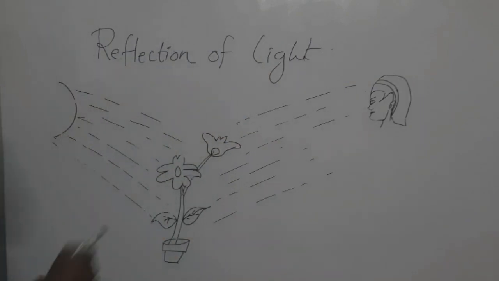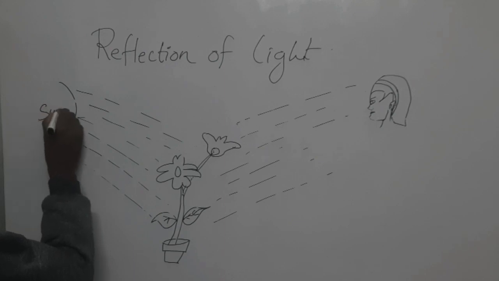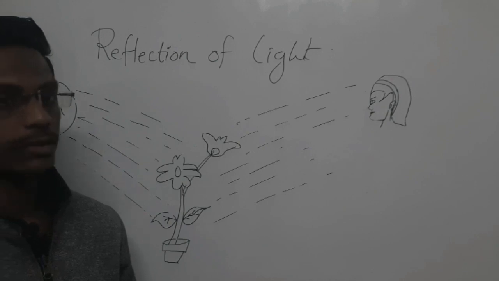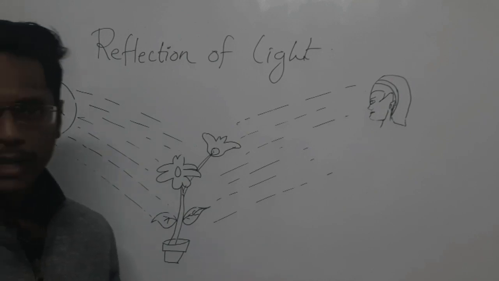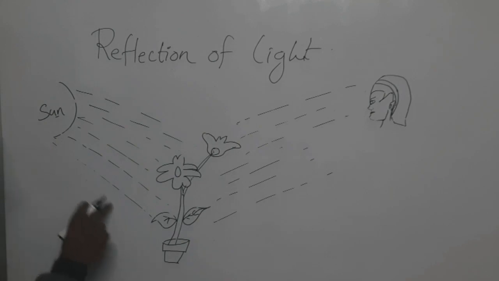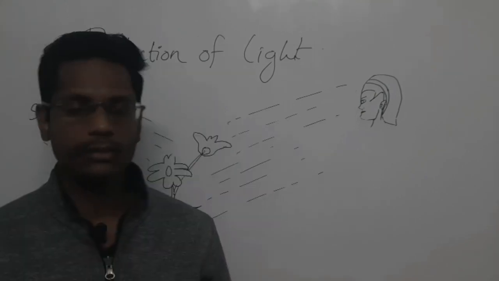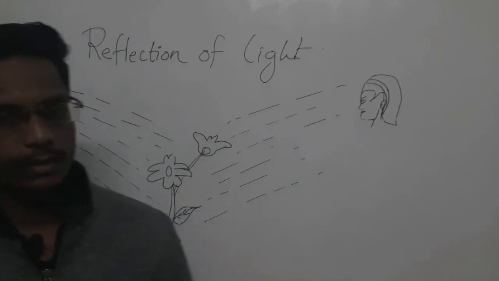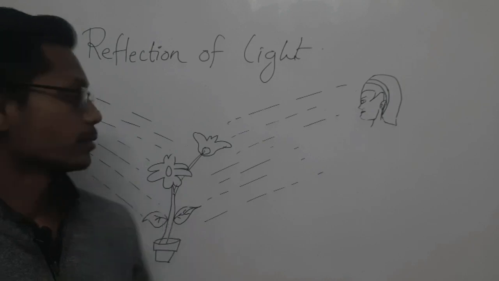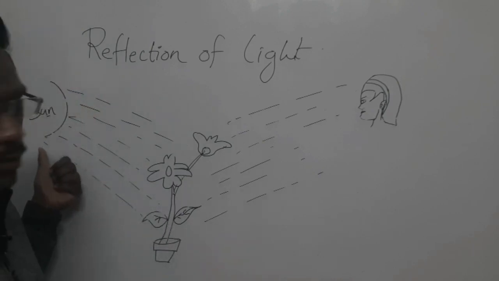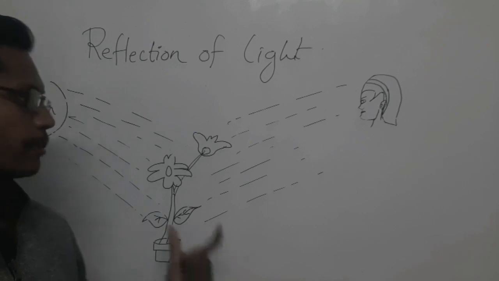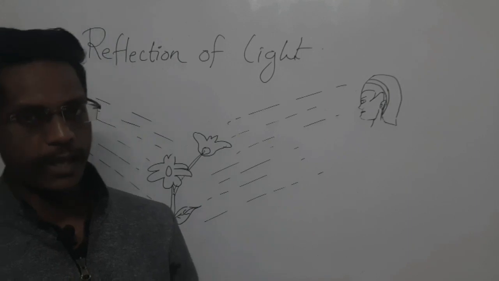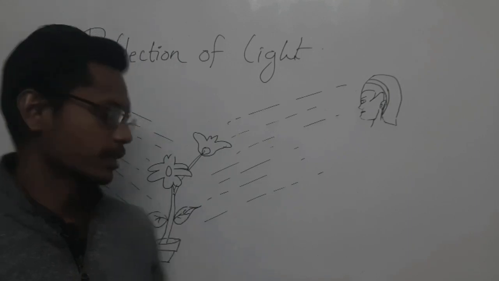Here it is the sun, which is a luminous object, a natural luminous object which produces its own light. So the sun rays fall on the plants, these are non-luminous. Then how are the plants visible to us? Because the light produced by the sun falls on the plants, then plants reflect these light rays to our eyes, then the plants become visible.